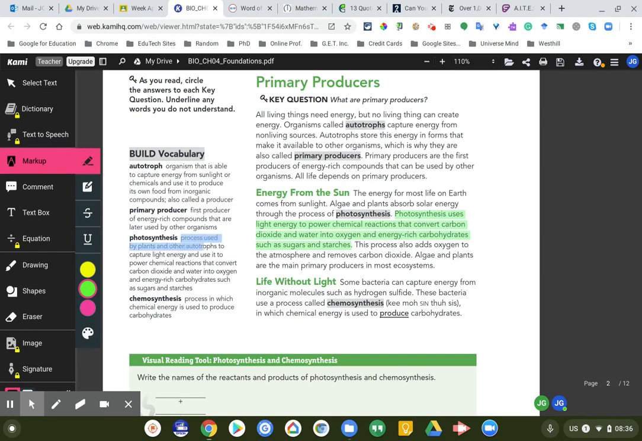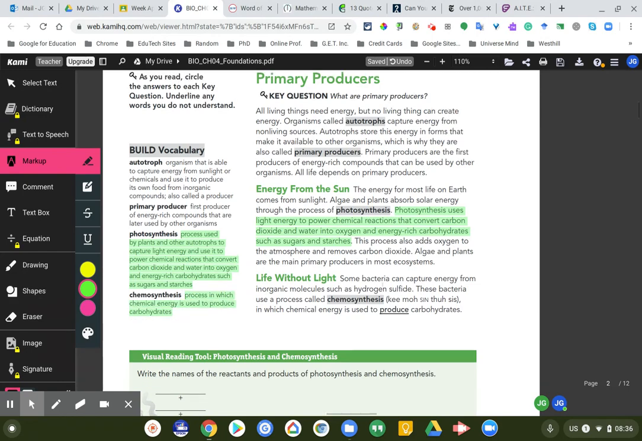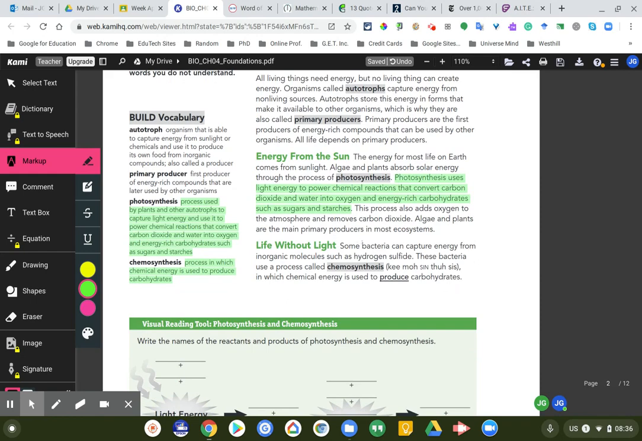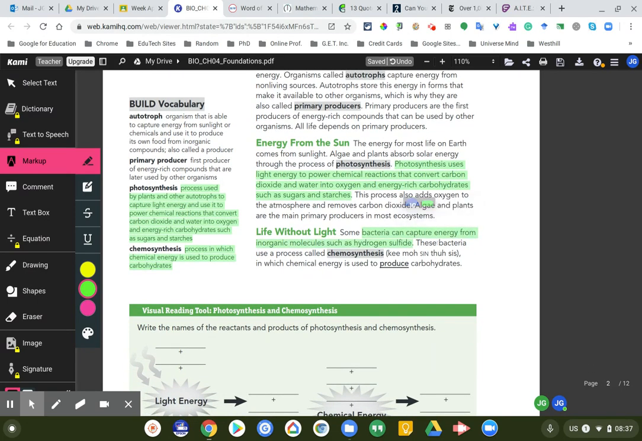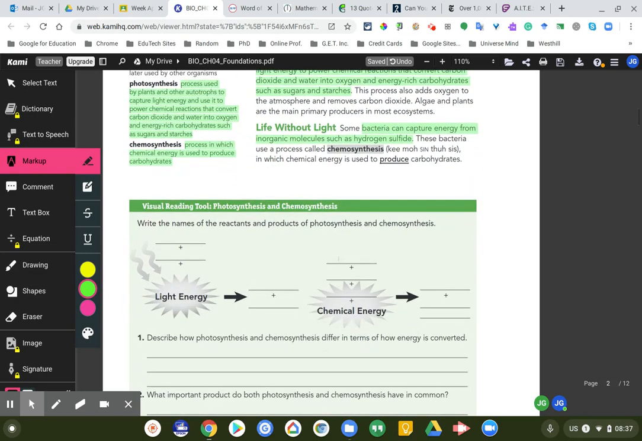Maybe this here, photosynthesis. Okay. It's used by autotrophs, blah, blah, blah. Already went over that. That's a good definition. And chemosynthesis is there too, so we're going to kind of talk about that. Some bacteria, I like bacteria, can capture energy from inorganic molecules. Okay. So the bacteria use a process called chemosynthesis. Here we go.